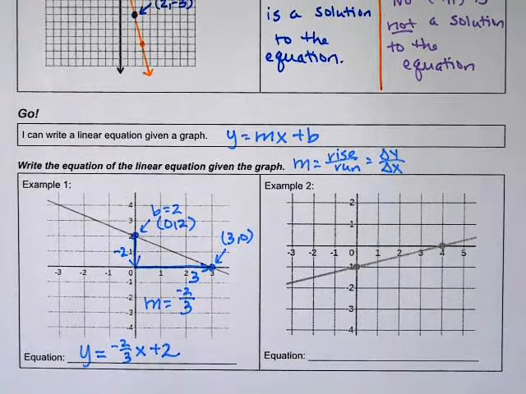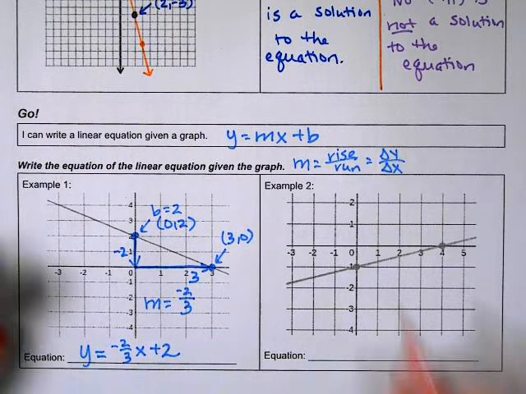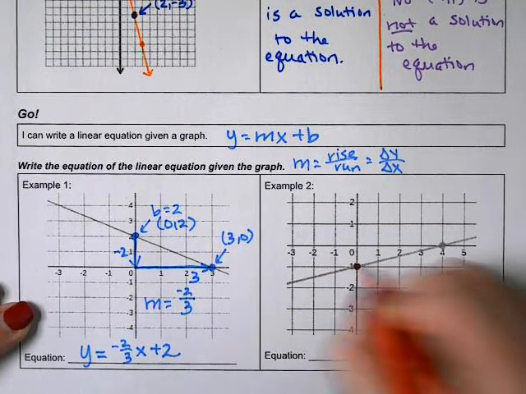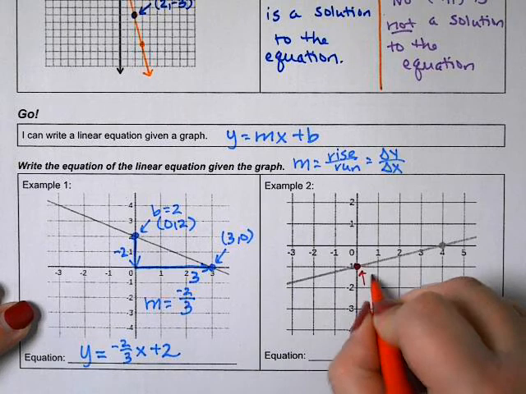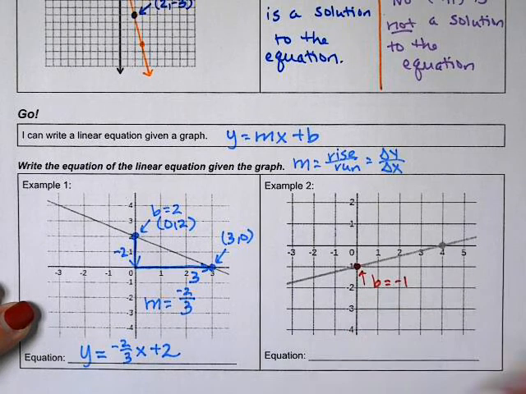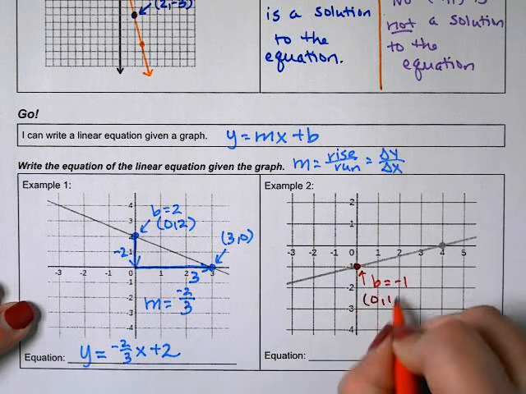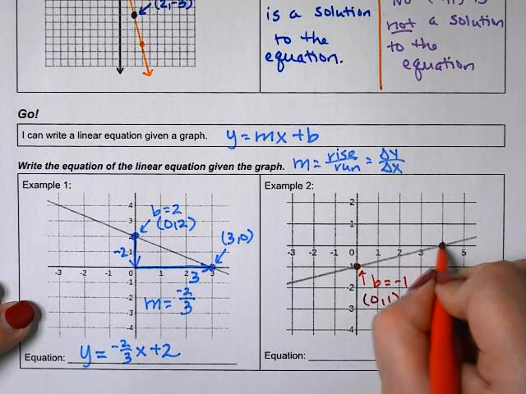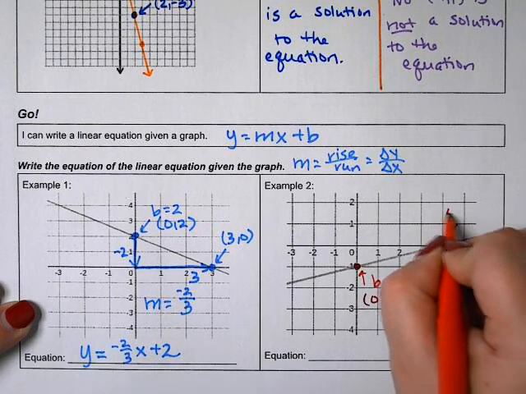Alright, so if we look at the second one, again, try to find your y-intercept first. That's always going to be a good point to have. So if this is my y-intercept, it means b equals -1. This is the point (0, -1). This right here is the point (4, 0).